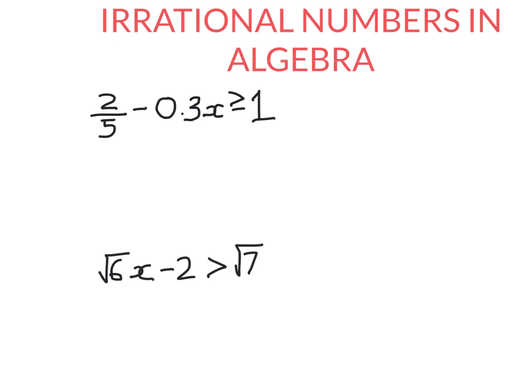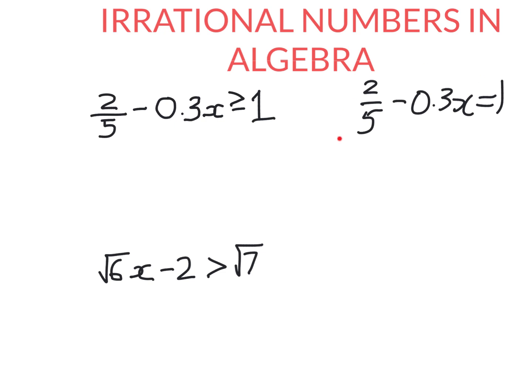Thank you so much for tuning into this video in which we will look at irrational numbers in algebra. Specifically, we're looking at solutions of equations and inequalities. So let's look at this inequality here. That's very similar to the equation 2/5 minus 0.3x equals 1. This is an equation because it has an equal sign. This is an inequality because I've replaced the equality with an inequality. This one has one and only one solution. This one, it turns out, will have infinitely many solutions.